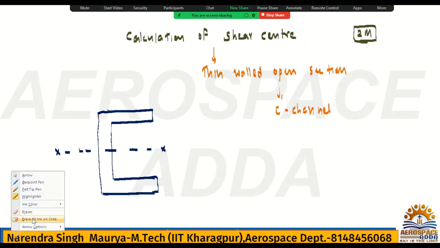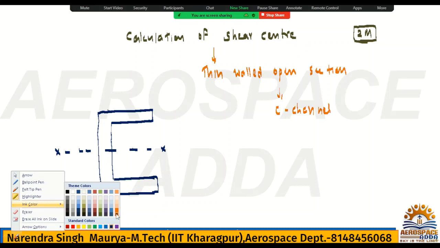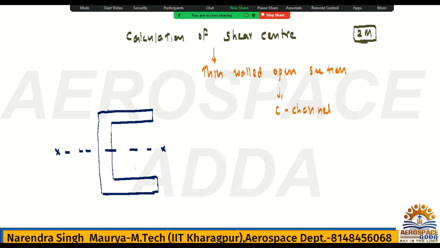If I say the load is applied for this section, now if you calculate the load, suppose the shear center location is at E. E is the distance, and this E distance is measured from the web. This is the web, and this is the flange.